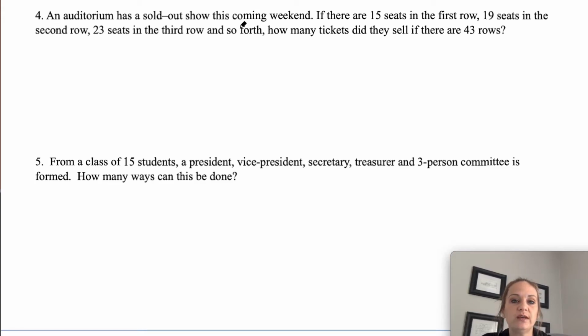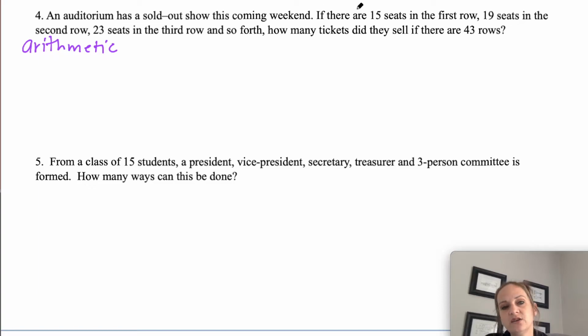So what we're going to do is, one, I know this is arithmetic. Why? Because they're adding the same number to each row. 15, 19, 23 means they're adding 4 seats to the previous row. If you add 4 to each term, you will get the next row. So I know this is arithmetic.